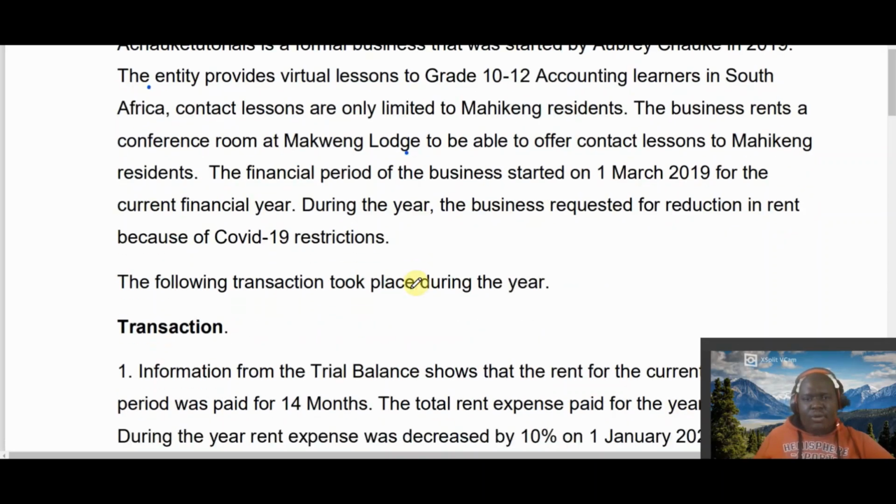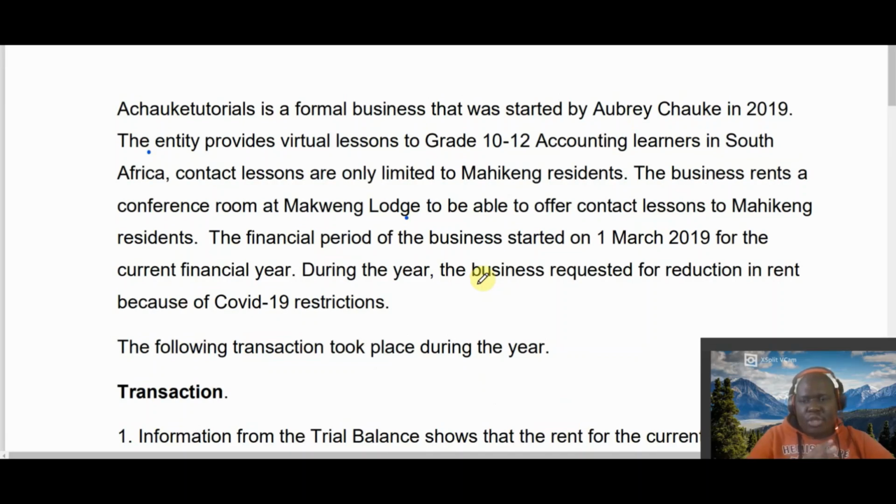So from here, what we know is that this company is providing virtual tutorials to learners in South Africa who are between grade 10 to 12 and are doing accounting. And then the Mahikeng portion gets to experience contact lessons. This business rents a conference room at Mankweng Lodge to be able to offer these contact lessons to the Mahikeng residents. We were also told that the financial period of the business starts on 1 March 2019.